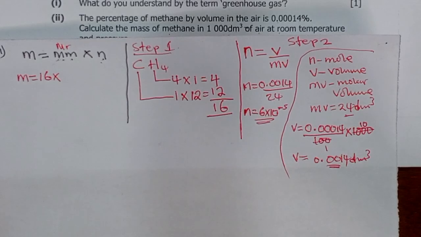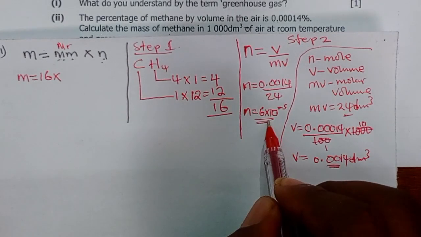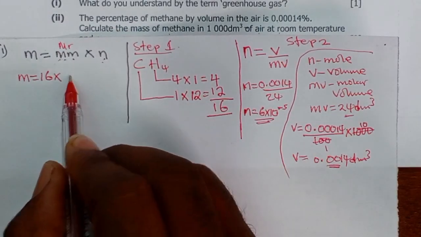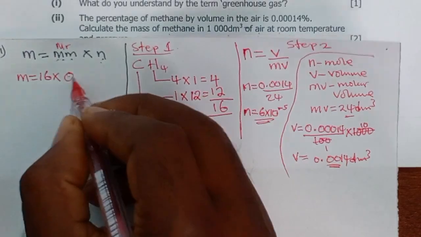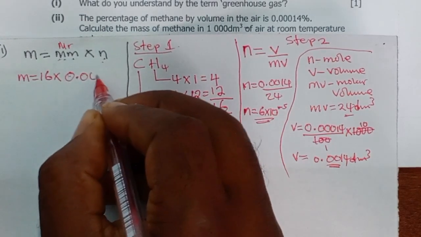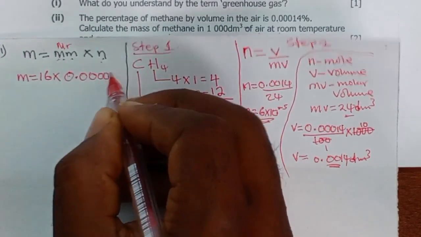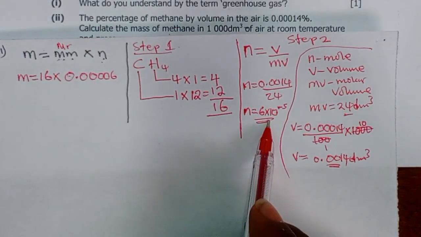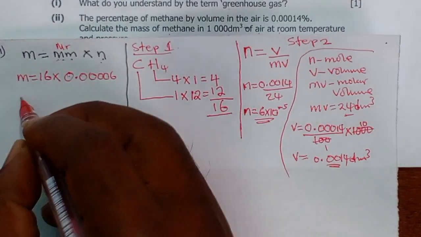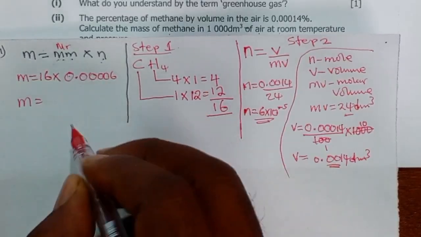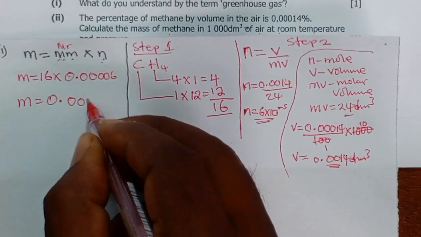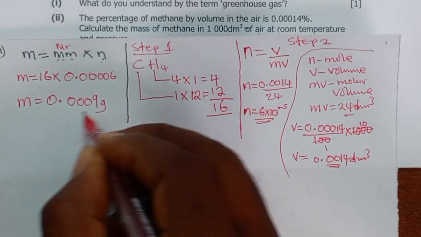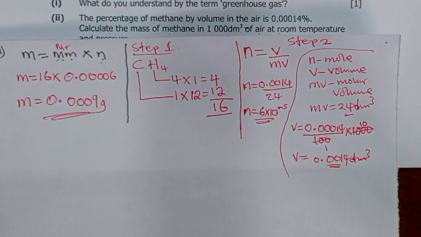Then now the last step. So now I have the number of moles. So I'll substitute there. The number of moles is 6 times 10 to the power -5, which is 0.00006. Just the same. This one and this one, they are just the same. So mass is equal to, when I multiply, I'm going to have 0.0009. Don't forget the units. So that is the answer.